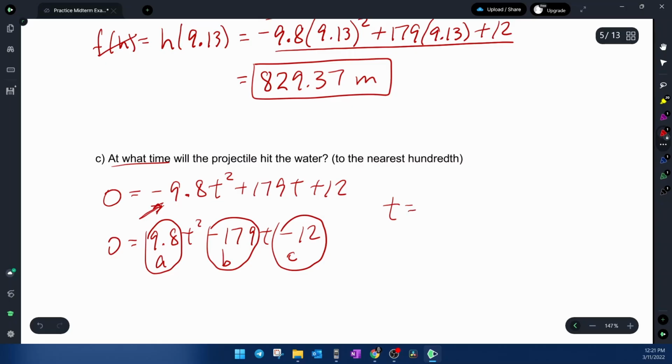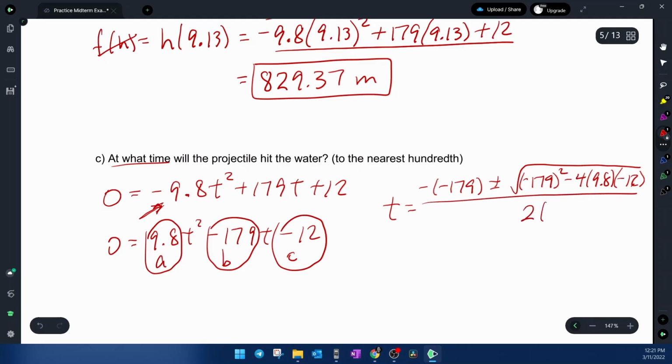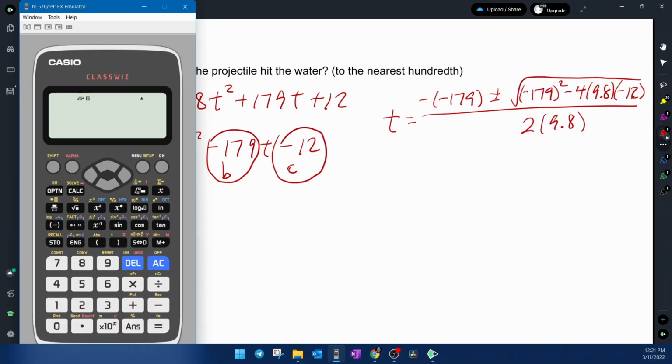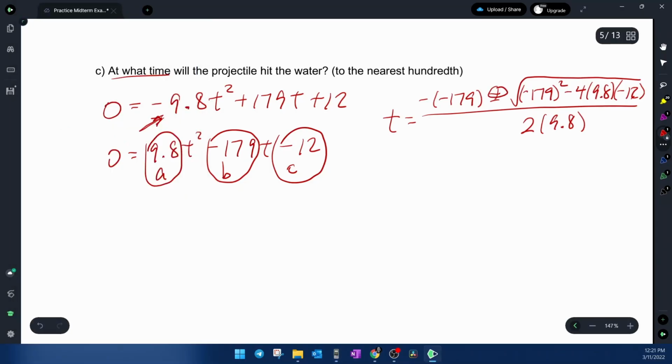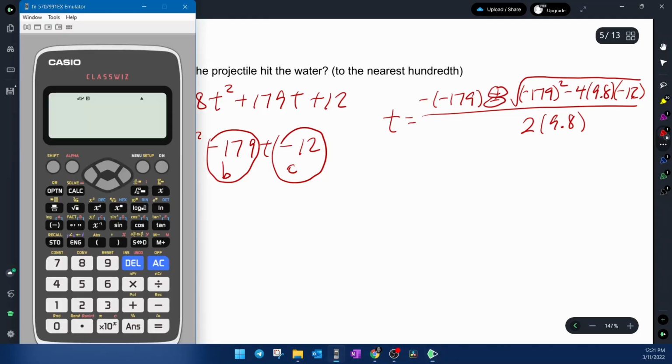Here we go. T is equal to negative b plus or minus the square root of b squared minus 4 times a times c, all over 2 times a. And then from here, we're going to plug that into the calculator, doing the plus and the minus separately.